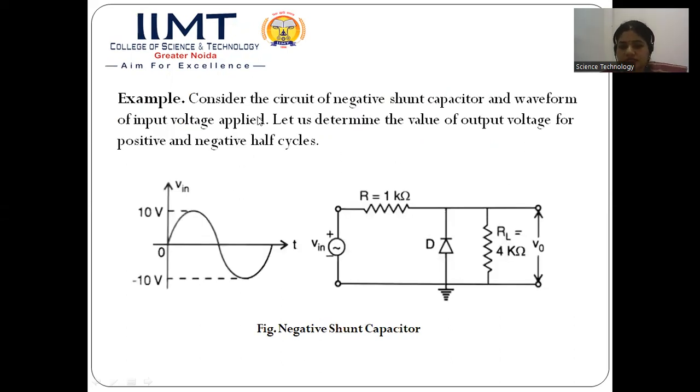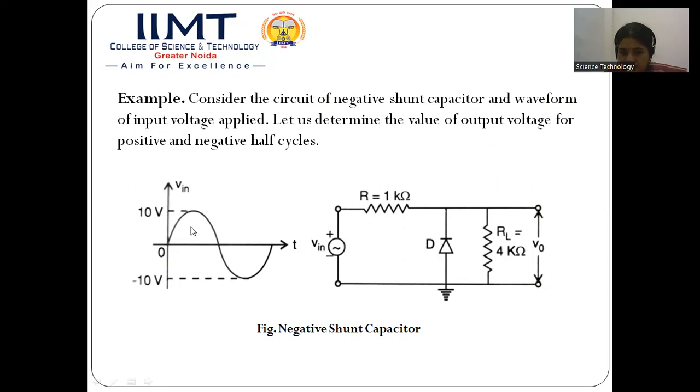So again, we will consider this example to understand this further. Consider this is a negative shunt capacitor. It is similar to that of the positive clipper. So this is a negative shunt capacitor, and this is an input waveform which is applied. So we have to find the value of the output waveform. Again, we will consider the two cycles.